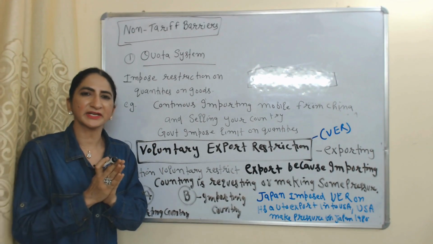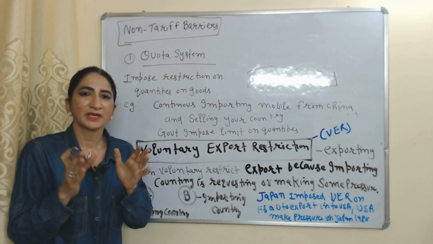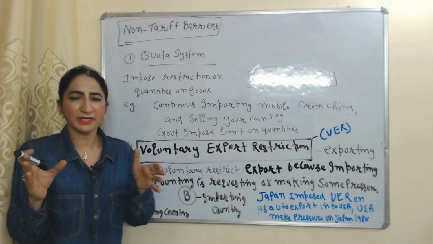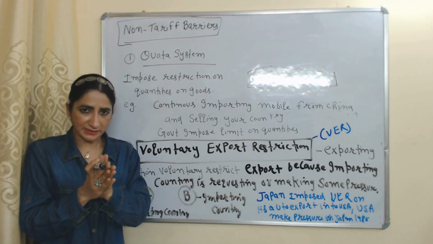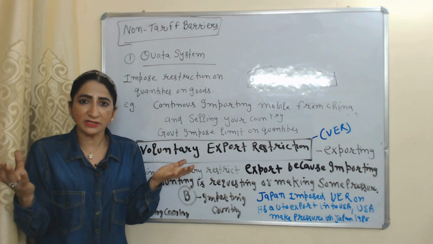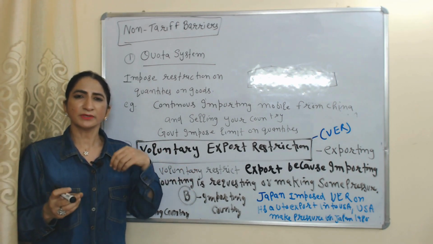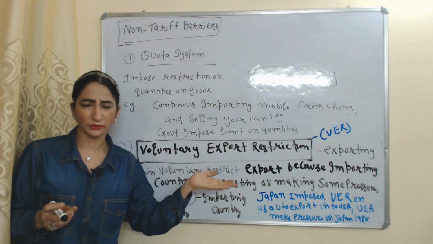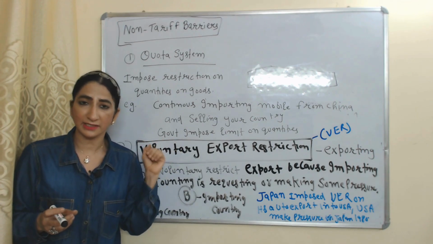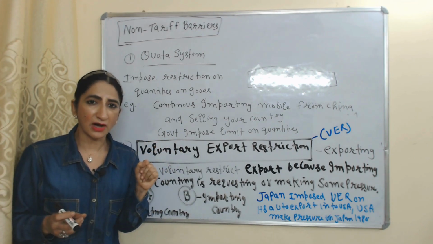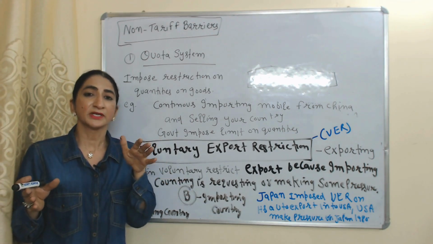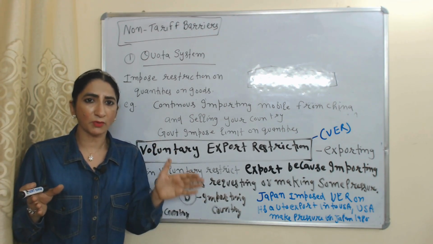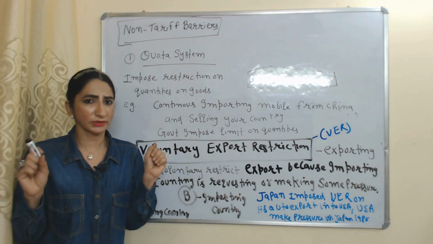First non-tariff barrier is quota system. In quota system, the government imposes a restriction on quantity. For example, you were continuously importing mobiles from China and selling in your country, but now the government imposes a restriction on quantity. For example, the government says you can import a maximum of 1 lakh units, not more than that.